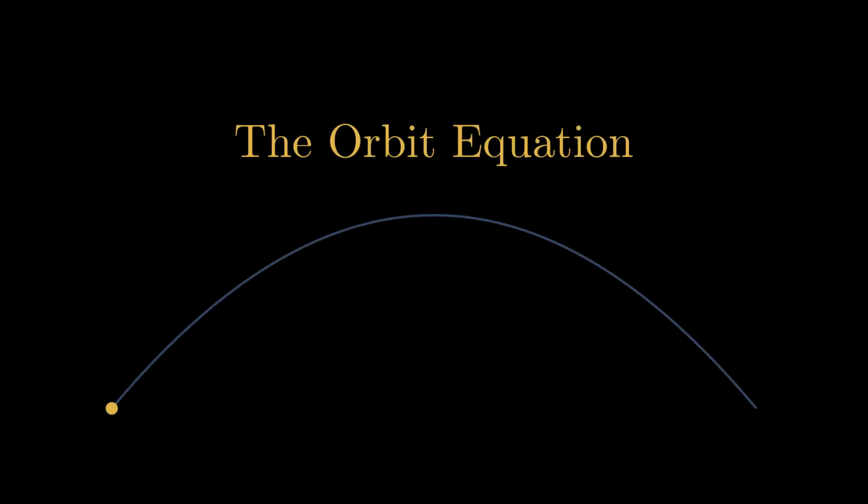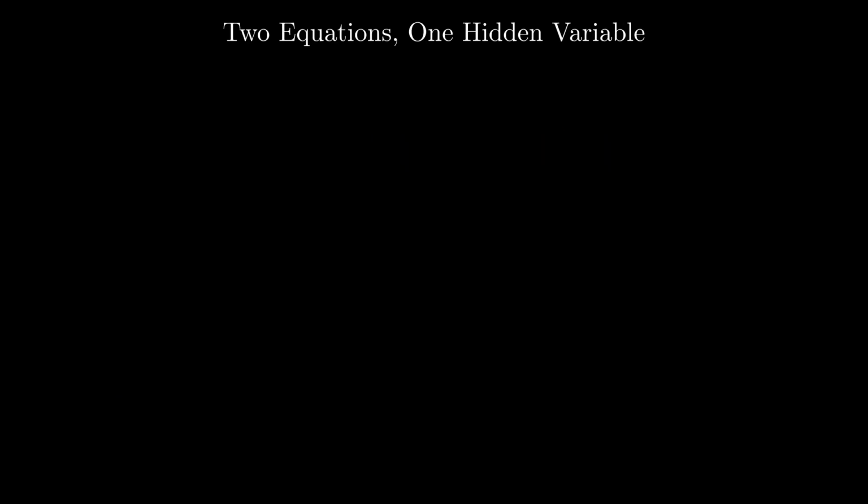We've described a projectile with two separate equations, one for its horizontal position and one for its vertical position, both written as functions of time. But when you watch a ball fly, you don't see time. You see a shape, a curve traced in space. Let's find that curve. Here are our two equations of motion.